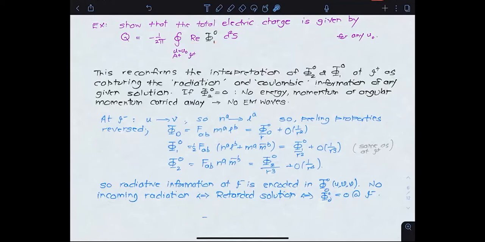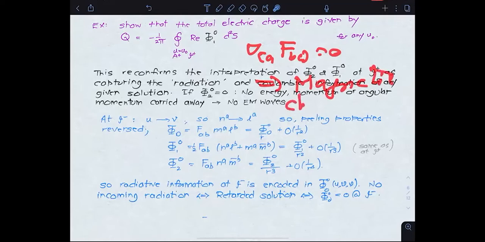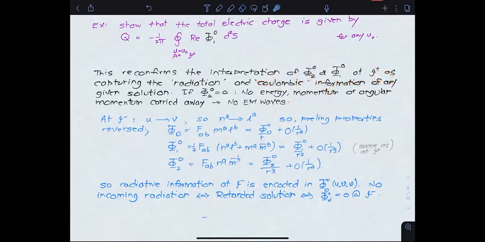But the way we do it normally, if you have got the source current, is to say that grad_A of the dual F^AB is equal to 0. This says that there is no magnetic monopole. Magnetic charge vanishes. So this is where we are.